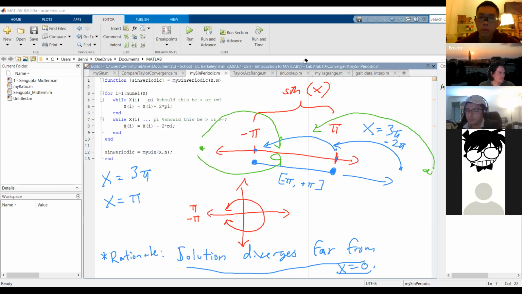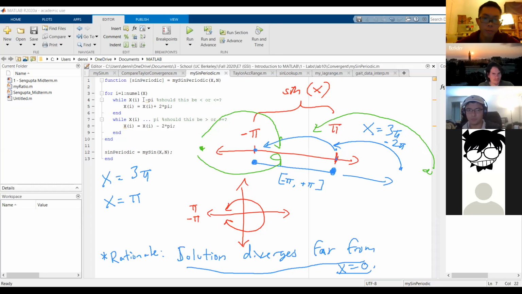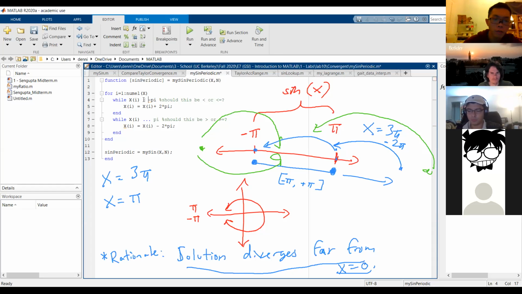Okay, let's do this officially and put in a less than. If it's less than negative pi or greater than pi. All right. So this is just doing the same thing, only we guarantee that our x is going to be within this range of negative pi and pi. It's just a modification, but it's going to do a lot, hopefully.